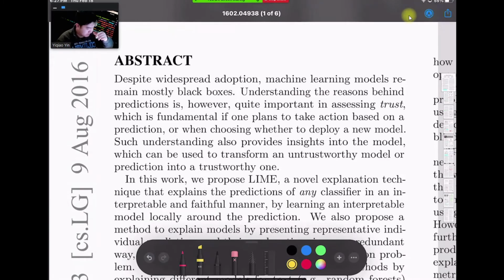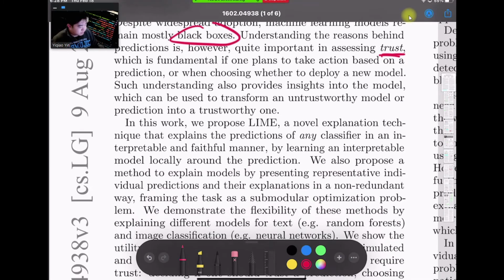First of all, let's read the abstract. "Despite the widespread adoption, machine learning models remain mostly black box." So black box is going to be the first keyword taking some of our attention. In other words, they're really trying to inject trust, the worthiness, into making predictions. So that's going to be the sell, the motivation, and specifically they're proposing this methodology called LIME. "It's a novel explanation technique that explains the predictions of any classifier in an interpretable and faithful manner."